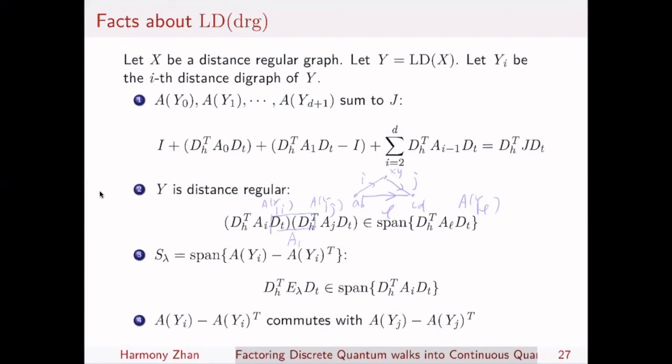And the third property is that this matrix S_lambda that we are interested in lives in the span of the skew adjacency matrices of these Y_i's. And that's an even simpler result, because E_lambda is just a linear combination of the E_i's, and we know S_lambda is this guy minus its own transpose. And finally, we can verify all these skew adjacency matrices commute with each other. And that follows from a similar argument to bullet point 2.